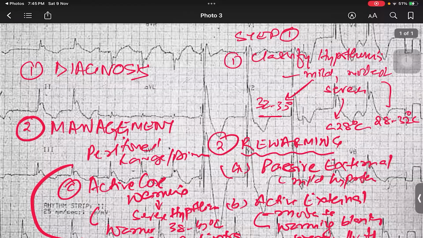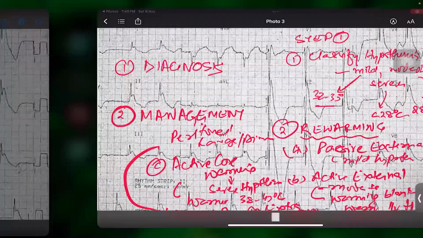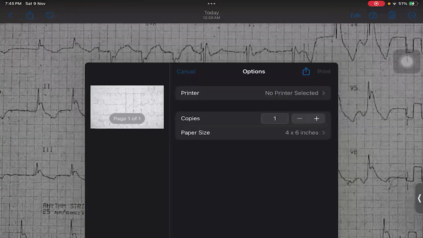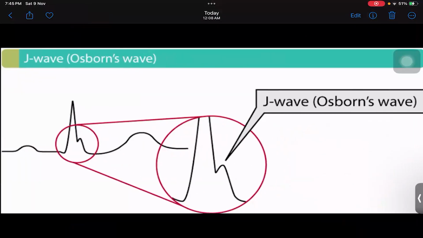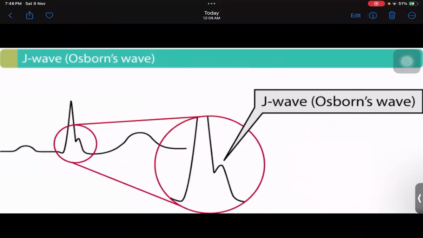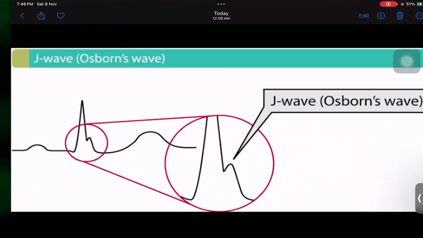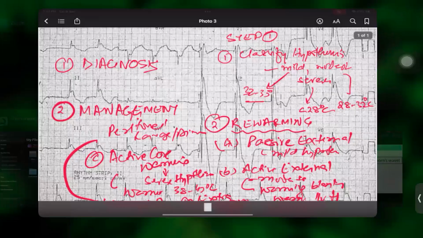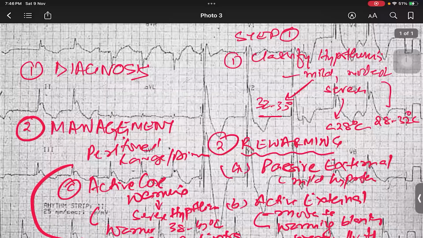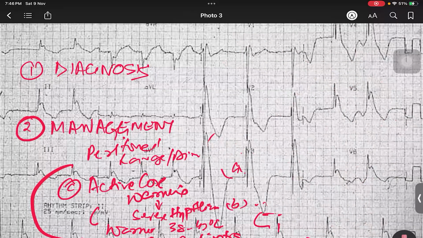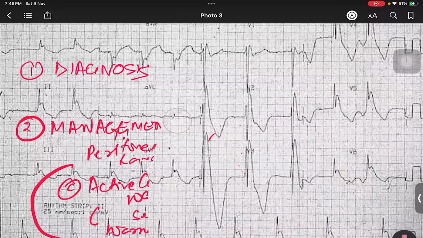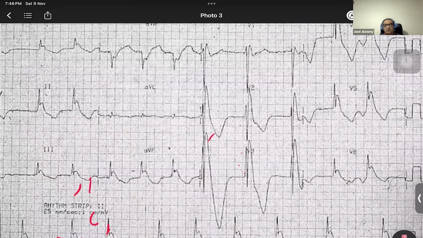Okay. So this is Osborne's wave. You exactly identified it. J wave or Osborne wave, it is known as. And you can see that this wave is pretty much there. So far, so good? Okay. Great.